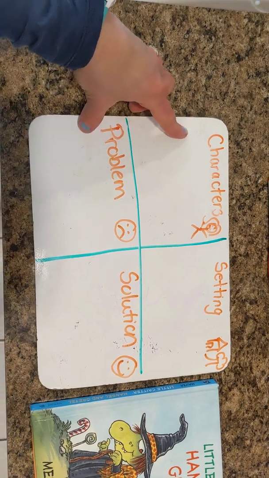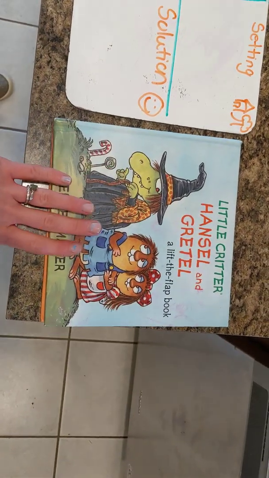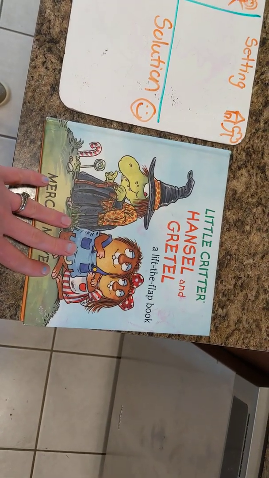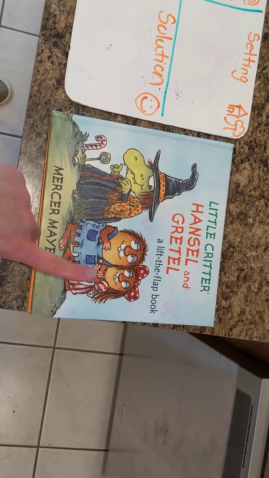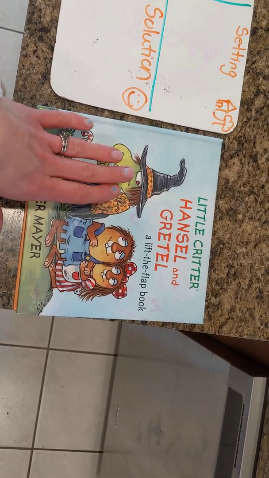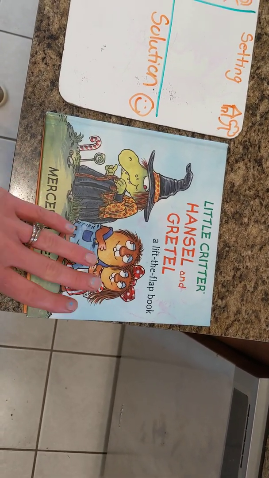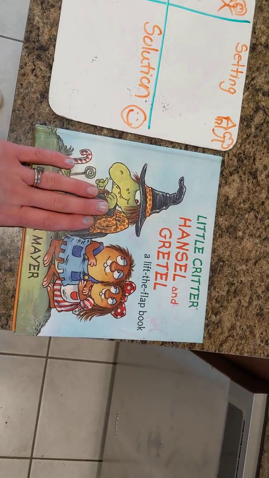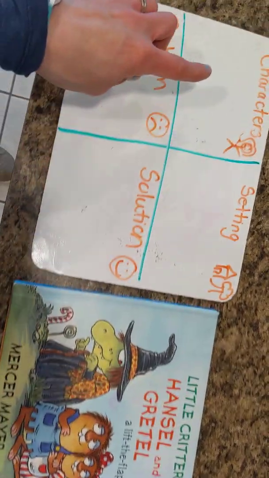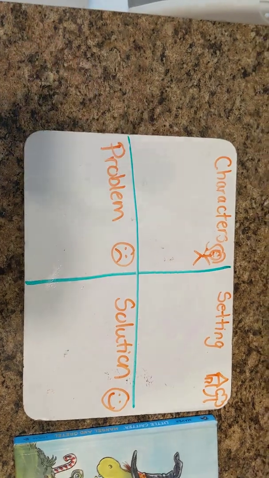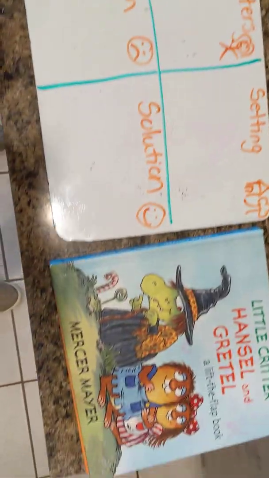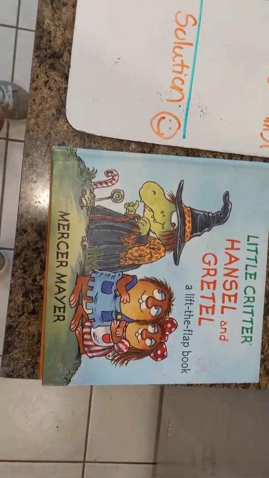So characters are the who. So for example, in this book, Hansel and Gretel, the characters are Hansel, Gretel, and the witch. Those are the characters. So that's who I would draw here. And if I was saying it to someone, I would say the characters are Hansel, Gretel, and the witch.